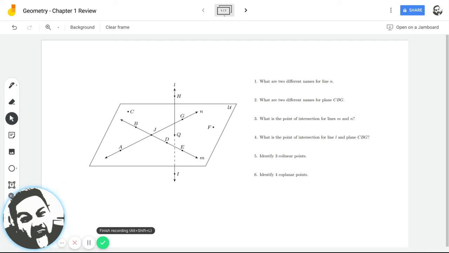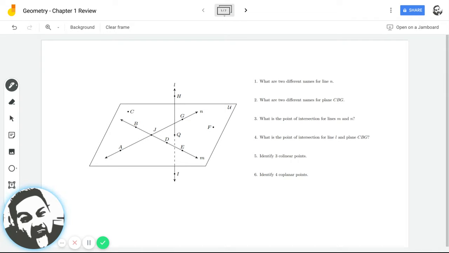What's up, geometry? So this right here is question numbers 1 through 6. Question 1, well, notice that there's 3 lines, there's a plane, and then there's a bunch of points. And the points are all over the place. Some of the points are on the plane, some of the points are not. Question 1, what are 2 different names of line N?